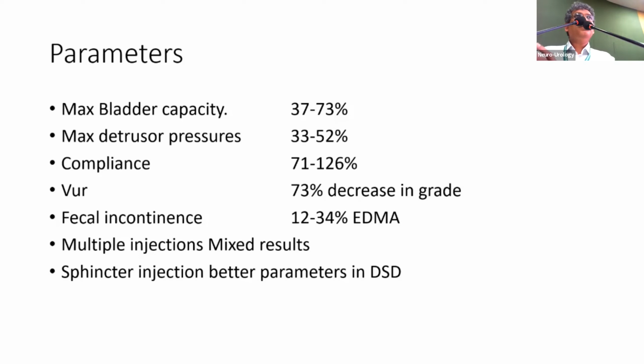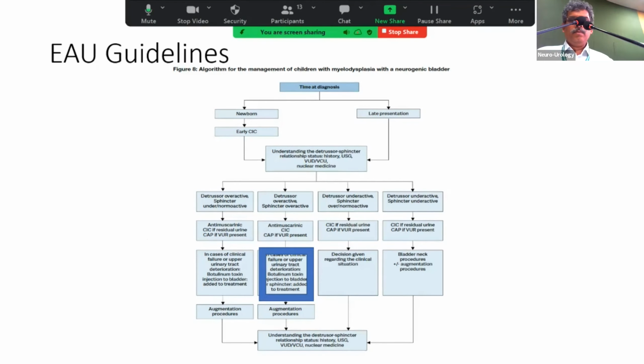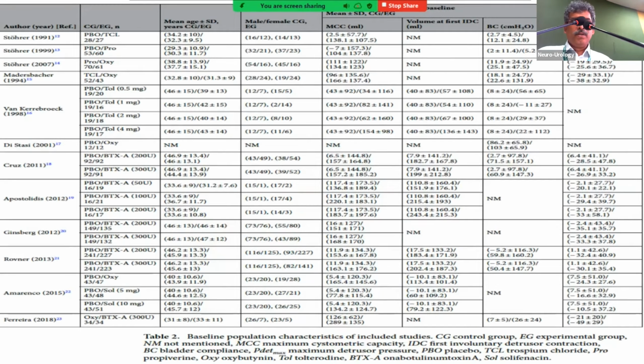Multiple injections give mixed results. We are not sure that every time you give an injection it improves. Sphincter injections along with bladder injections are better. The parameters improve, and the residual volumes come down much more significantly in cases of DSD. Even in the newer EAU guidelines, when you look at detrusor overactivity and sphincter overactivity, botulinum toxin is a part of the armamentarium today to give to the bladder and the sphincter.